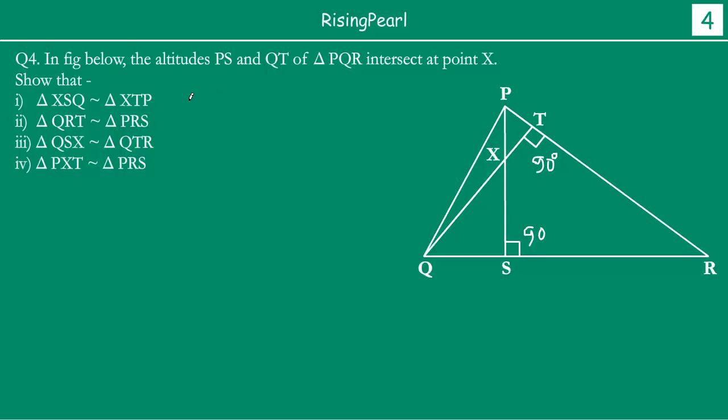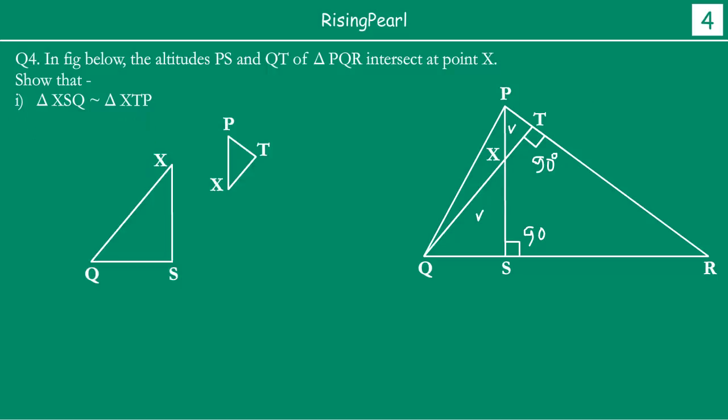So we have to prove these triangles are similar. Let's take a look one by one. The first one is triangle XSQ and triangle XTP. So basically, first we have to prove this triangle and this triangle are similar. Let's take a look at how we can actually do this. Here, friends, I have broken this down. Again, in your real solution you are not going to be breaking it down like this, but I am doing that so that you can clearly visualize.